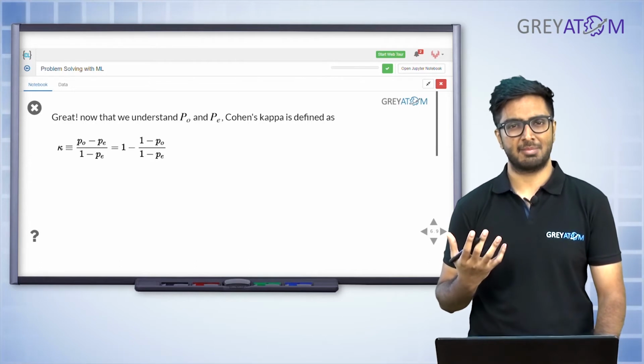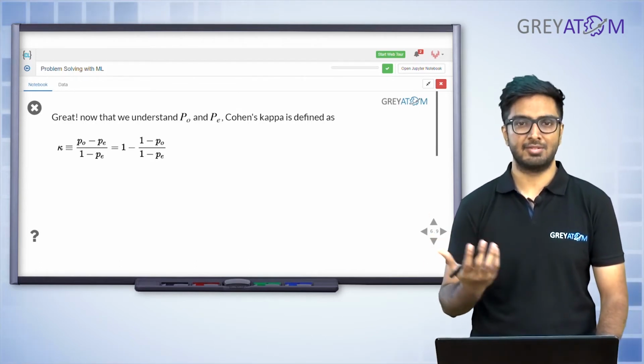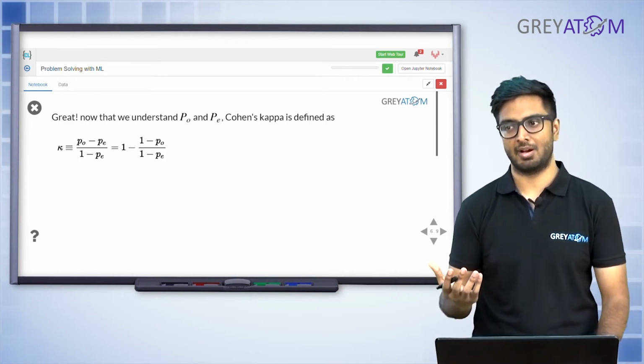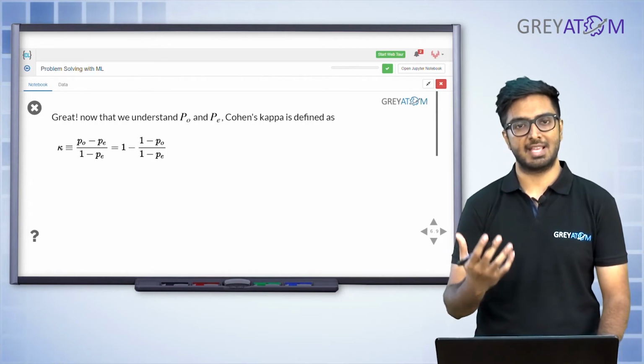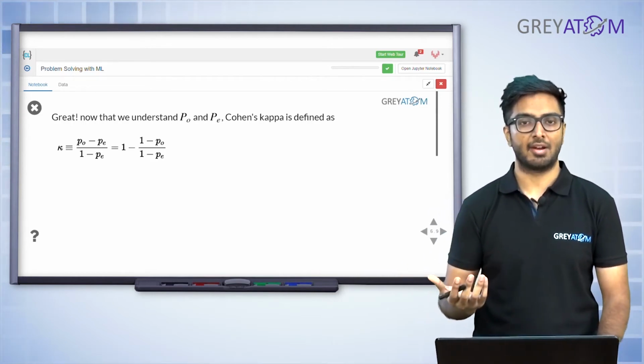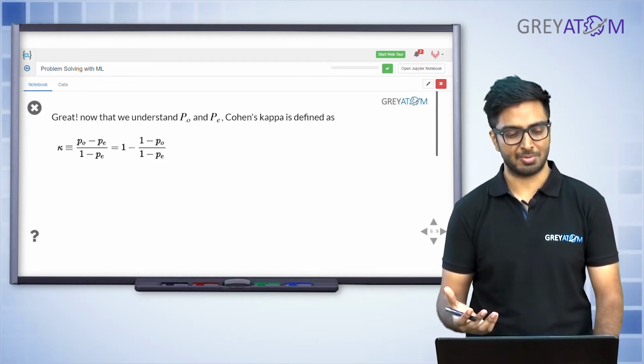Cohen's Kappa is again not something that you would use a lot in industry. Cohen's Kappa is basically used for those kinds of scenarios where you're trying to measure agreement between two observations, right? For the same data points, you're trying to see the inter-observer agreement. Those are the kinds of things for which you would want to use Cohen's Kappa.